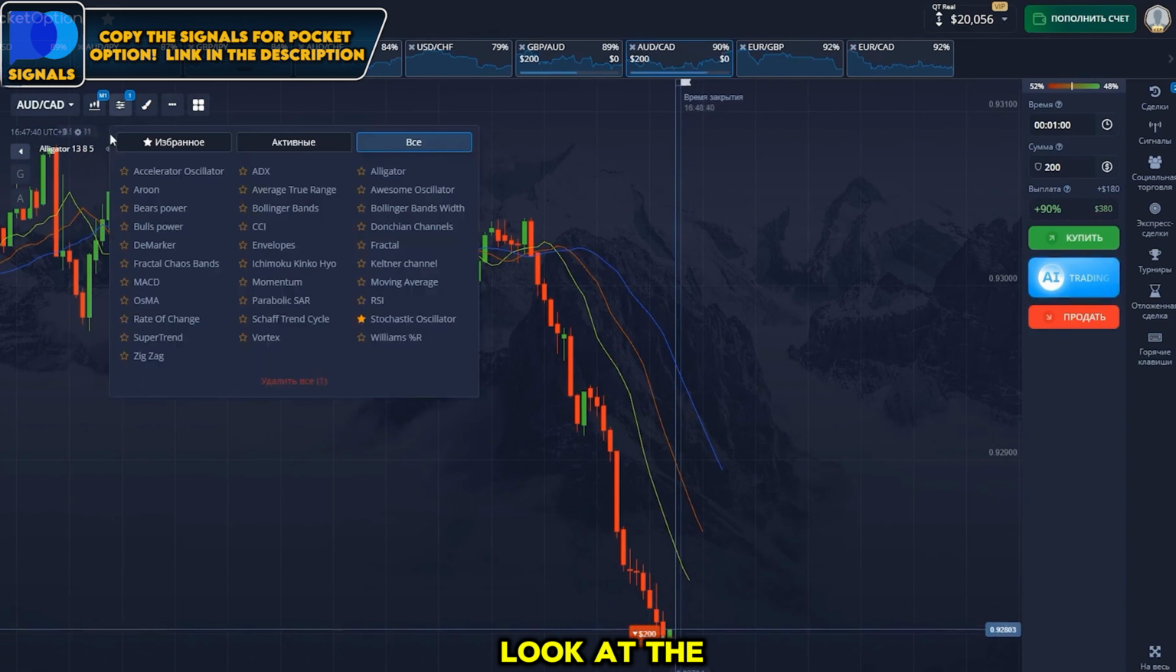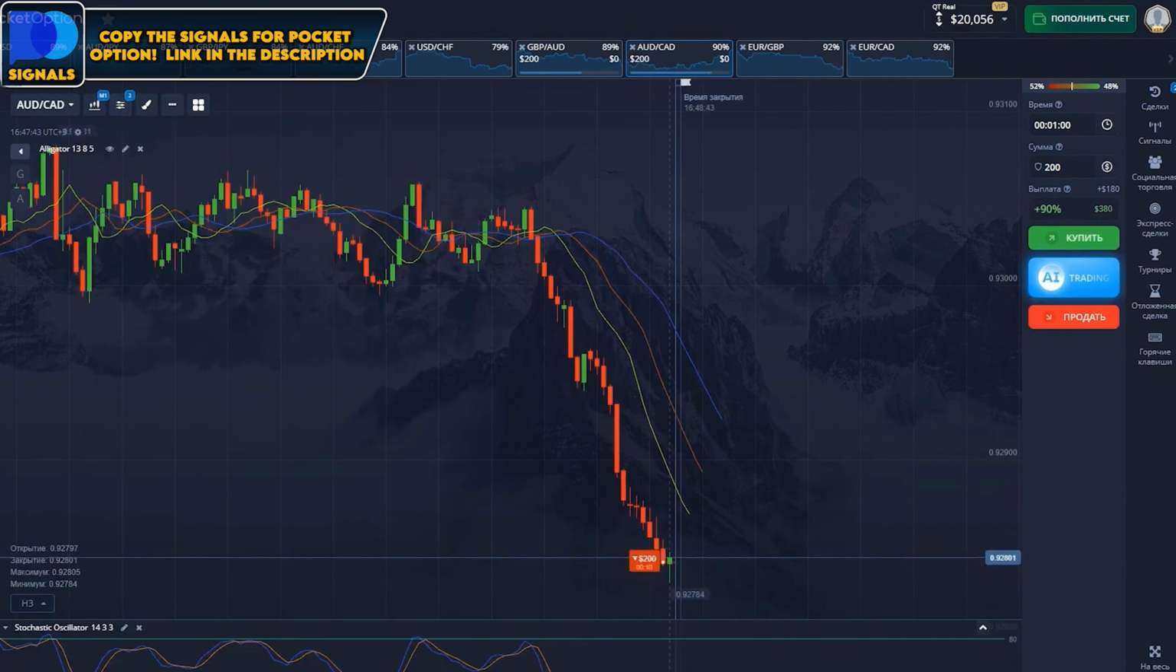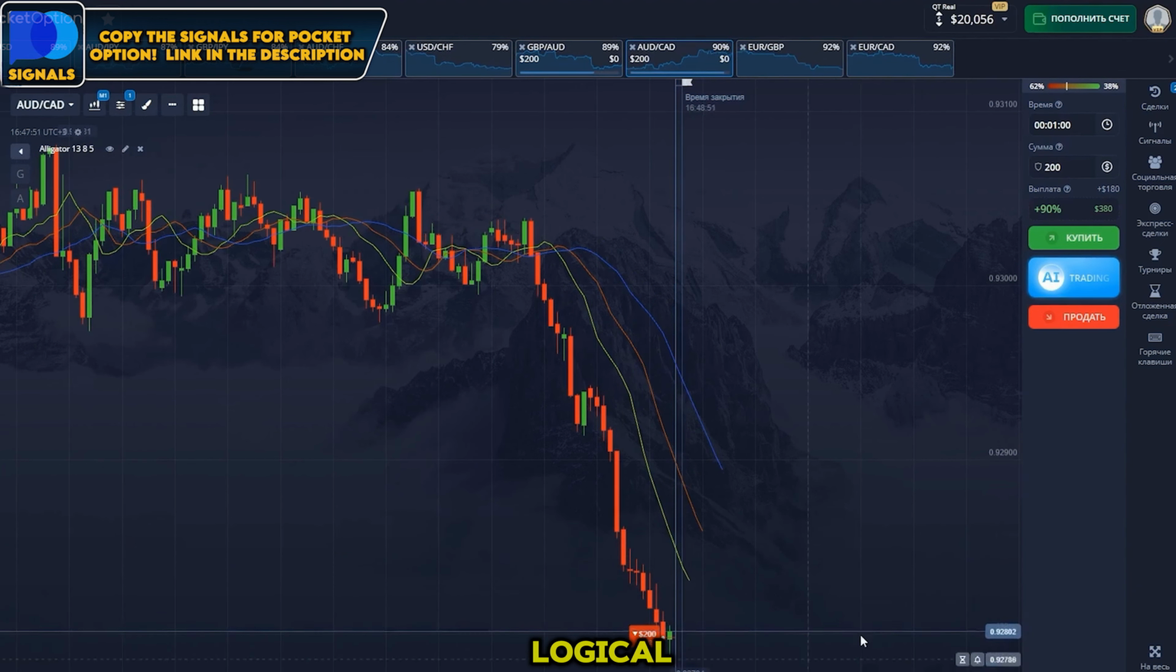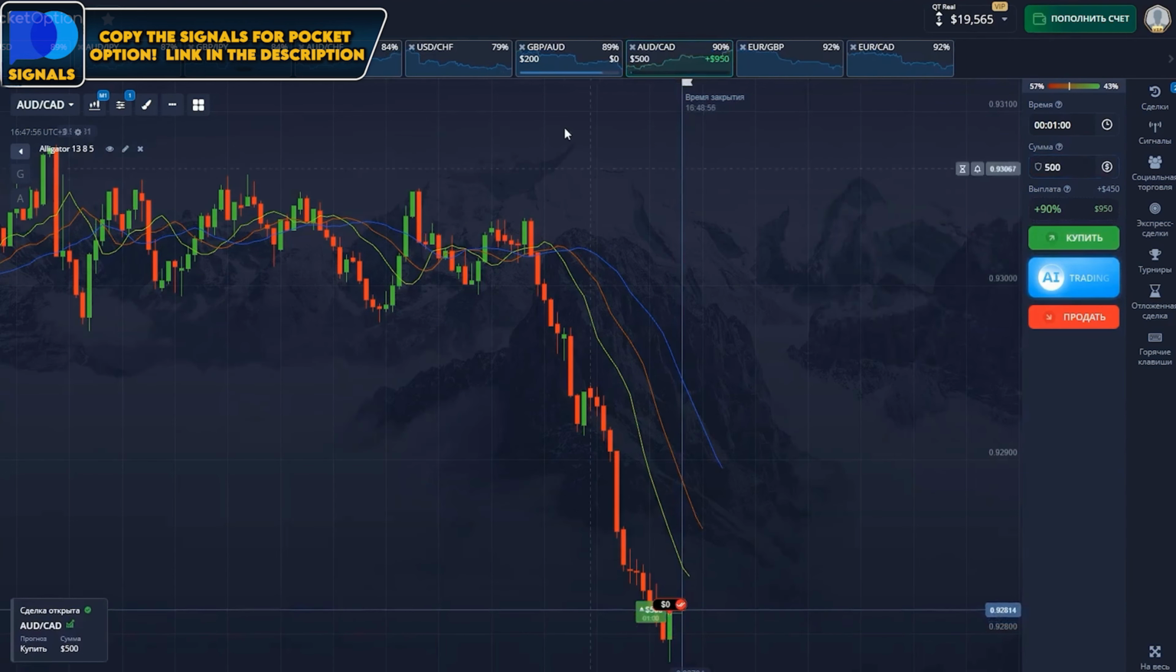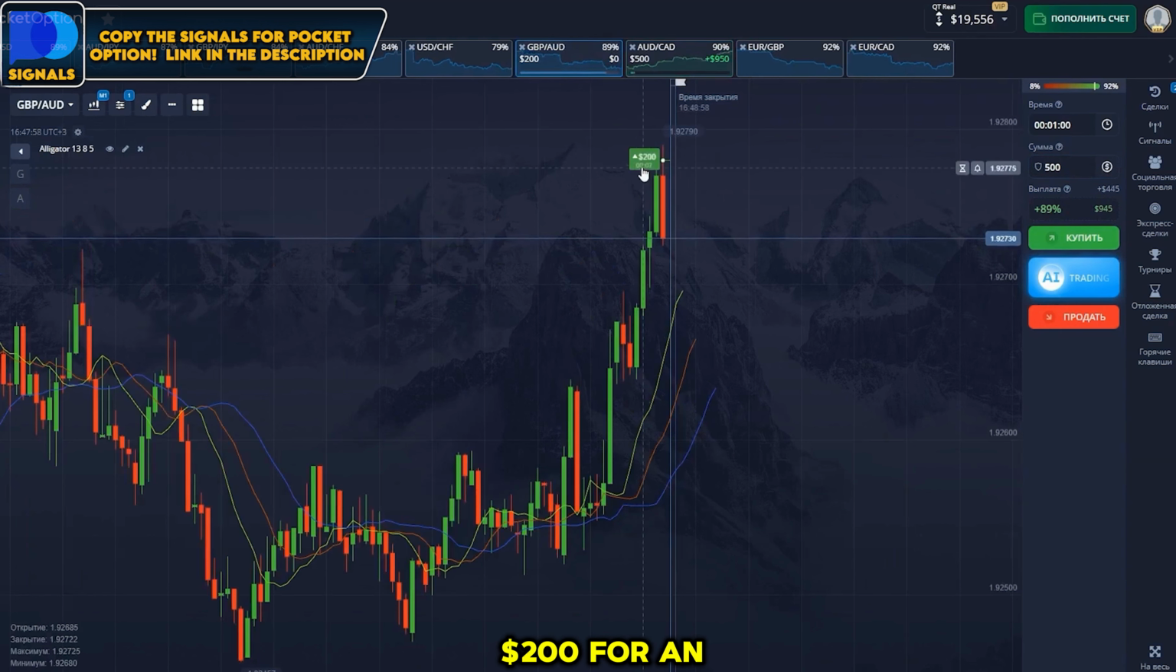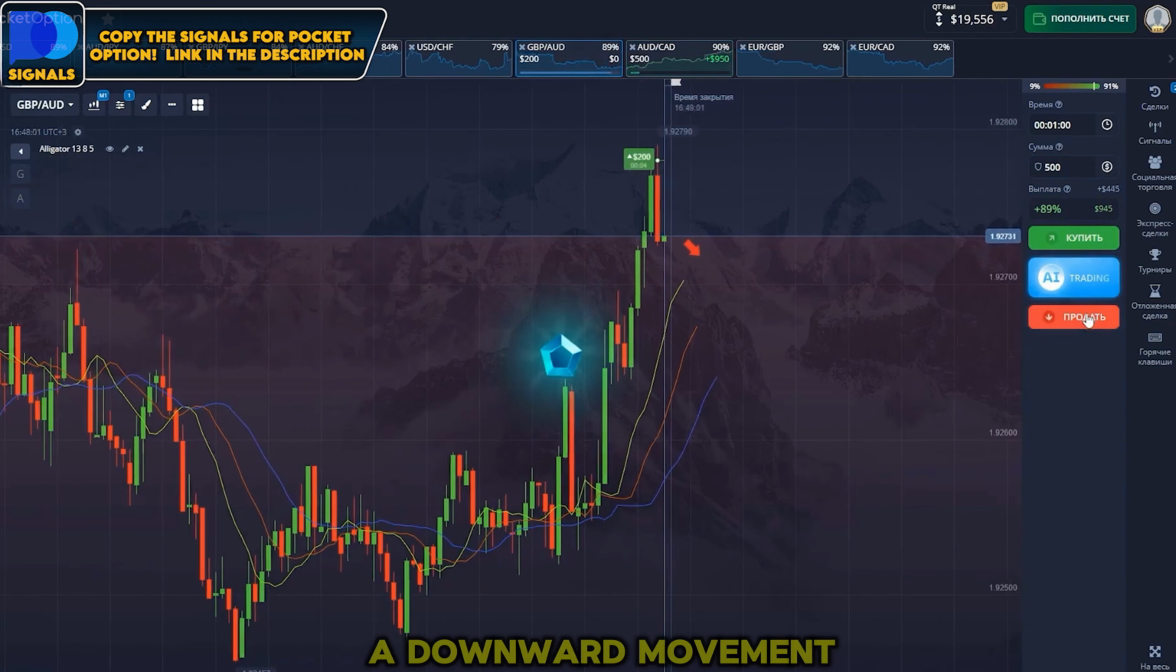We can also look at the stochastic indicator. We see that the price is in the oversold zone and is currently moving upward. Therefore, our martingale strategy will be logical. So, $500 for an upward movement. Here we have $200 for an upward movement, so $500 for a downward movement.